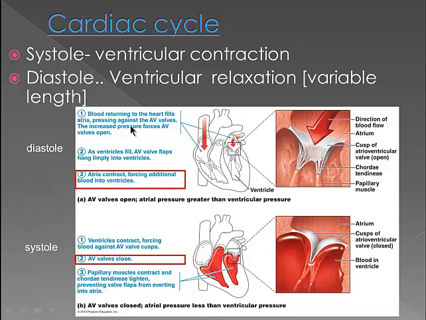Now let's look at some terms we use in the cardiac cycle. The first one is called systole, and the next one is diastole, and this has to do with ventricular action. Systole is ventricular contraction and diastole is ventricular relaxation. The ventricular relaxation portion, which is the diastole, is of a variable length. Systole, on the other hand, is more constant.